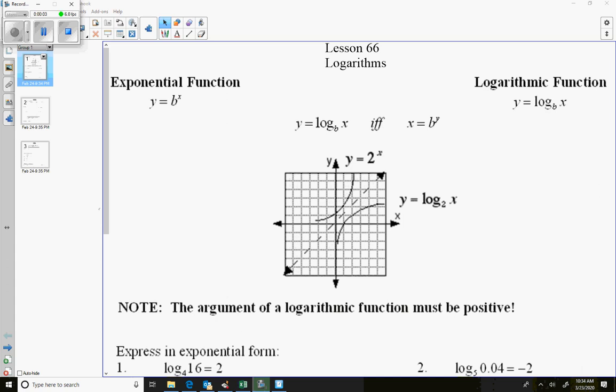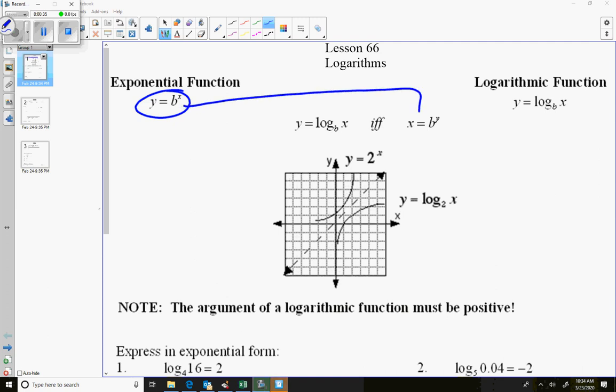All right, today's lesson is lesson 66, logarithms. Logarithms are inverses of your exponential functions. How do we find an inverse? Switch x and y. So, given the exponential function y equals b to the power of x, its inverse would be x equals b to the power of y. And then now we want to solve this for y.